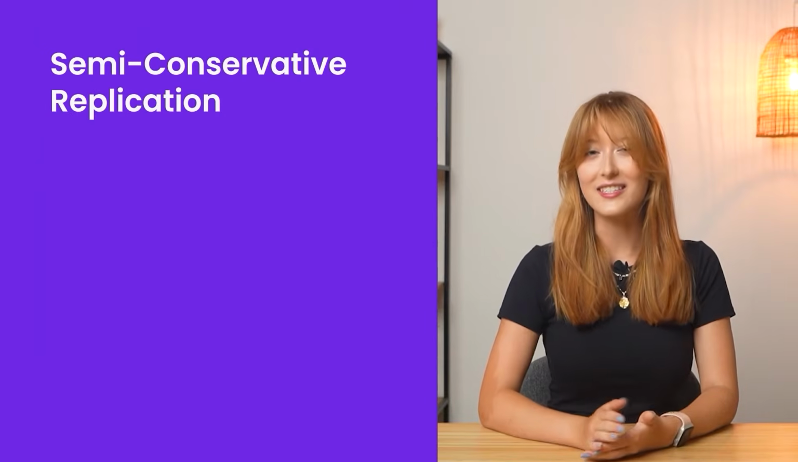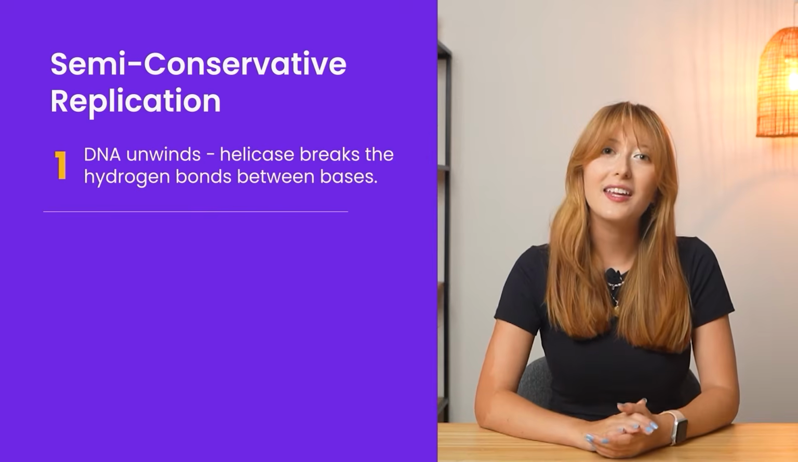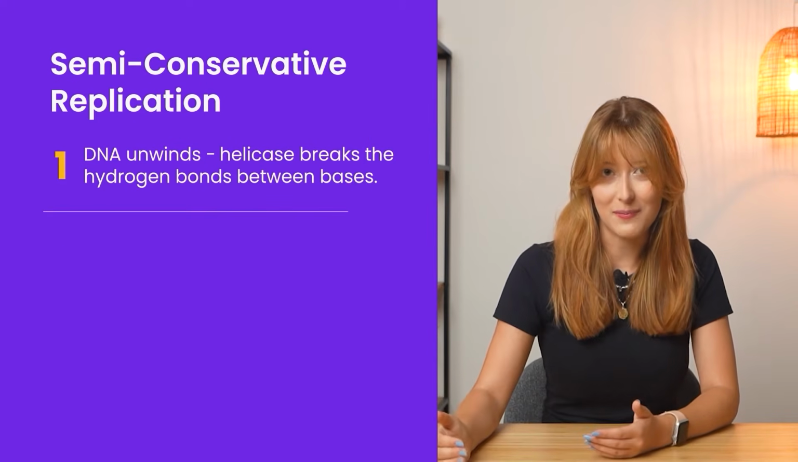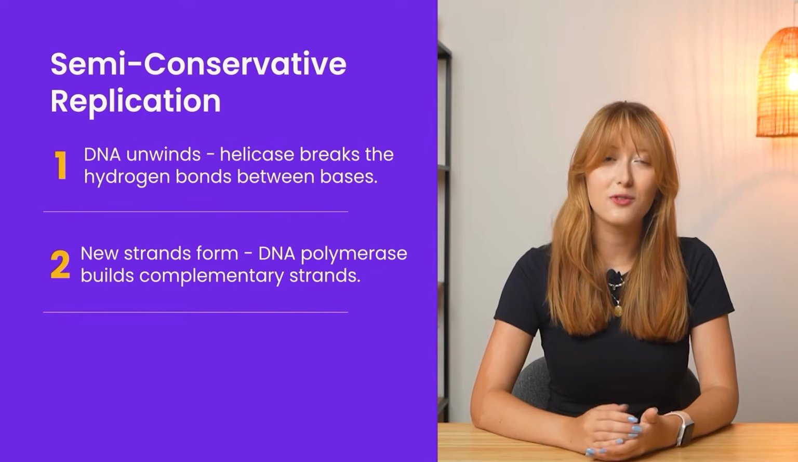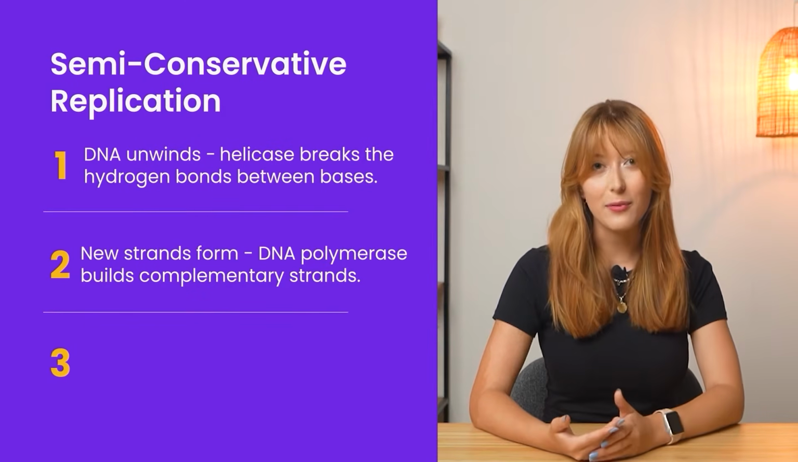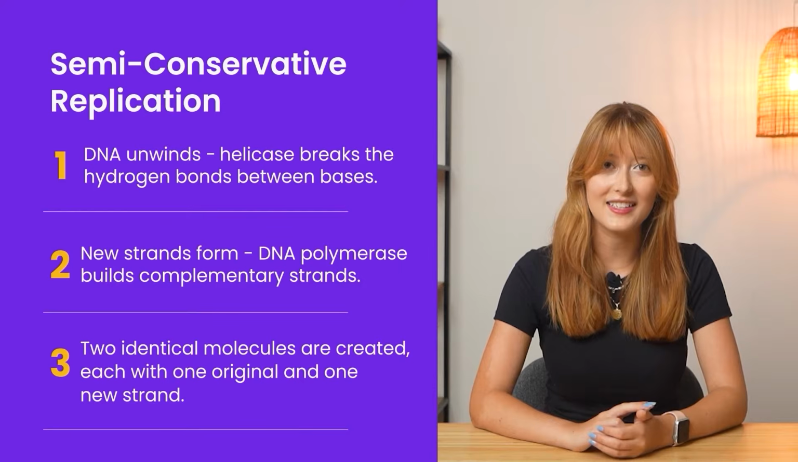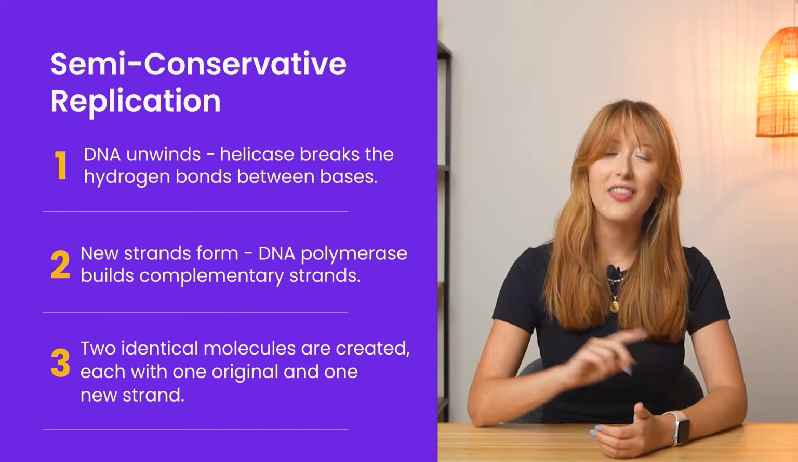A smart way to study this is by teaching it to yourself out loud in 3 simple steps. Step 1 is the DNA unwinds. So helicase breaks these hydrogen bonds between bases. Step 2 is that new strands form. So DNA polymerase builds complementary strands. And step 3 is 2 identical molecules are created, each with one original and one new strand.